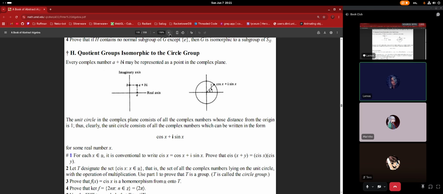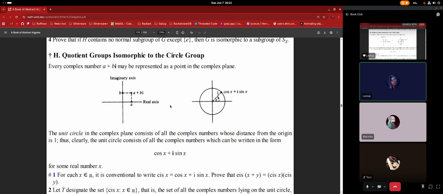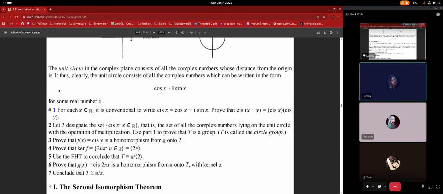The unit circle in the complex plane consists of all the complex numbers whose distance from the origin is 1, right? And I didn't know this, but apparently there is a contraption that represents cosine and sine in addition, which is cis. I never heard of that in any book back in the day. And then we have to prove that the cis thing is actually... Yeah, there's a typo here. But this is going to be part of the thing to go to the homomorphism operation, because this is one of the properties, right?